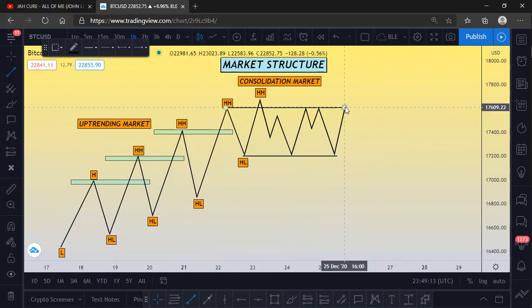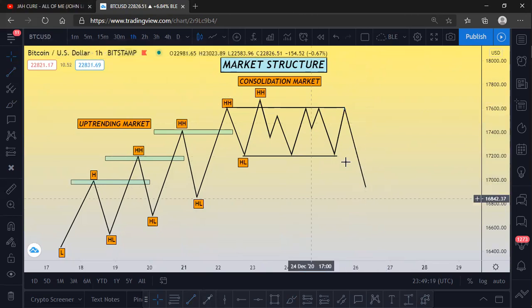Price got here and then closed somewhere around here. So if you see this, price has already what? Can you see it has broken structure? Can you see how we are switching from an uptrending to a consolidation back to a downtrending market? Okay, so price broke structure. This was the structure we had here.